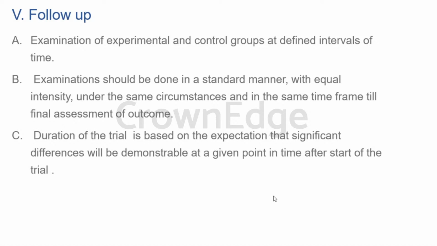Then the duration of the trial is based on the expectation that significant differences will be demonstrable at a given point in time after the start of the trial. For example, before you start, you expect that maybe in 3 months this is the effect that we may see. So when you start the trial, you are anticipating the trial to get over within 4 months because you want your last follow up to be at 3 months.